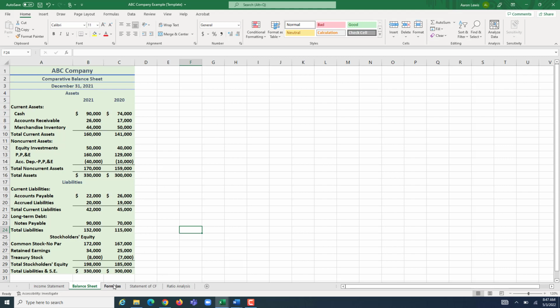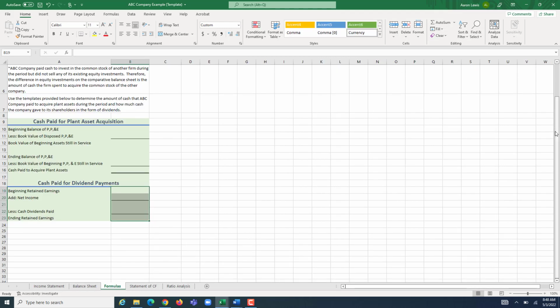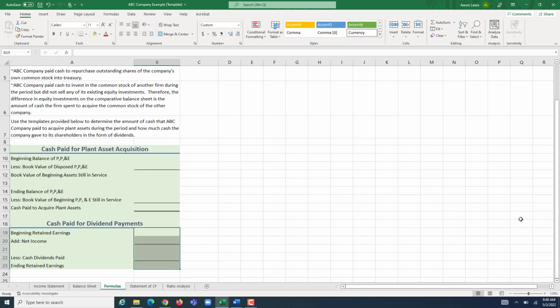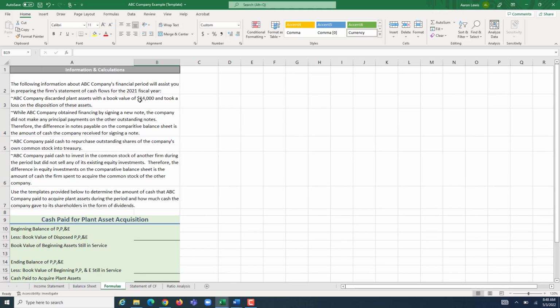Most information can be obtained from the balance sheet and the income statement, but there are times where you're going to have to look back at your records and do a bit of calculations to figure out the numbers that you need to put on the statement of cash flows. And for that, we have a formulas tab that is already set up. It gives us some background information to use, and it also gives us a few templates over here to figure out, in this case, what we paid in cash for the acquisition of plant assets and what we paid in cash for dividends.